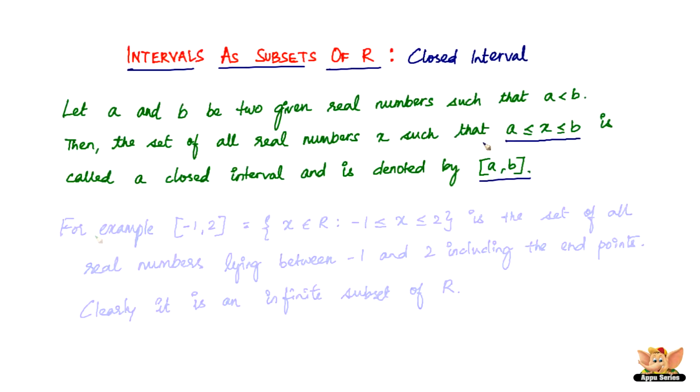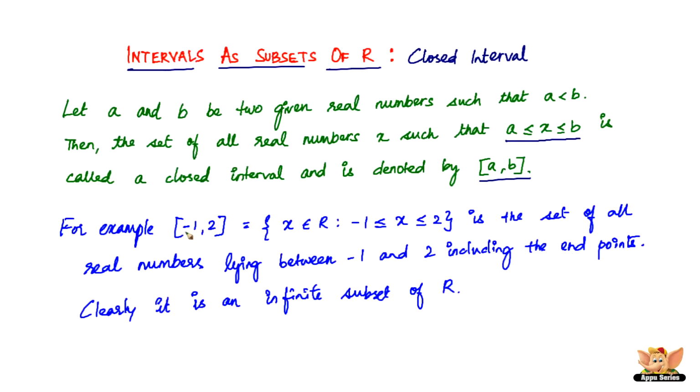Now let us look into an example. Let's consider A and B to be -1 and 2. This is nothing but X belongs to R such that X is greater than or equal to -1 and less than or equal to 2, which is the set of all real numbers lying between -1 and 2, including the endpoints. So -1 and 2 belong to the set. Clearly it is an infinite subset of R, because X is any real number. Real numbers can be anything, like 1.1111122, any kind of decimal. So it definitely is an infinite set. This is an example of a closed interval.